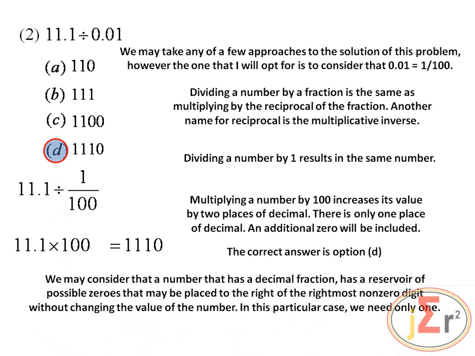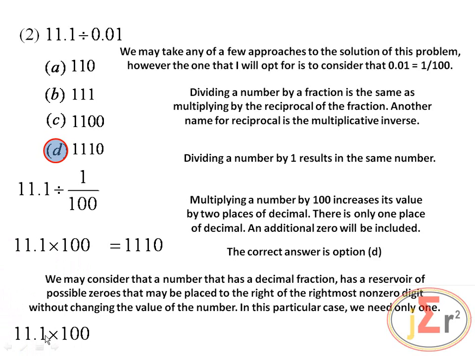We may consider that a number that has a decimal fraction has a reservoir of possible zeros that may be placed to the right of the rightmost non-zero digit without changing the value of the number. In this particular case, we need only 1. So here, we are thinking that this 11.1 that we have here also has a reservoir of zeros that may be placed to the right of this digit.